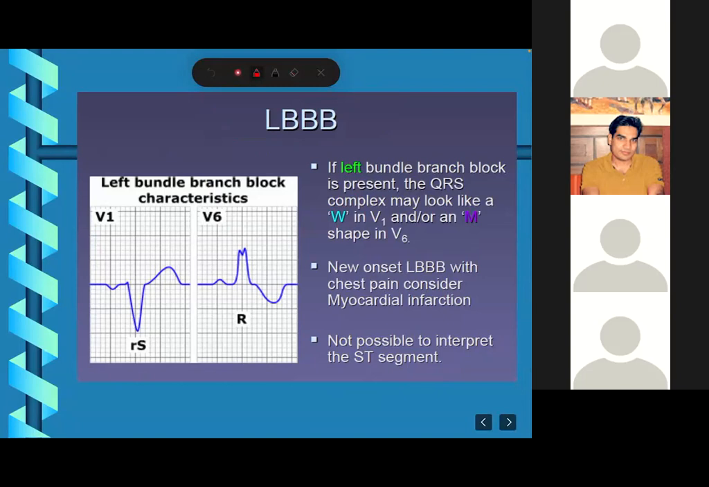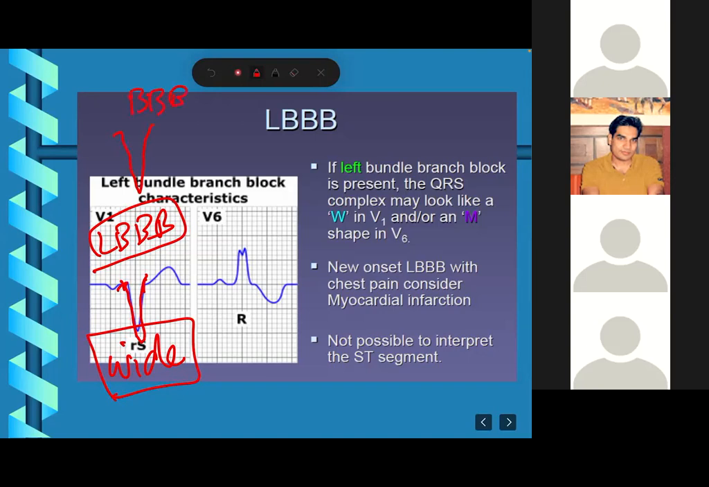First, we will see V1. If there is more than 3 small squares, there is a wide QRS complex. And in LBBB, there is a major downward deflection with wide QRS complex. This is the simplest way to identify LBBB. Just see V1. If there is broadening of the QRS complex, then there is a bundle branch block. If the major deflection is downward in V1, then left bundle branch block is there.